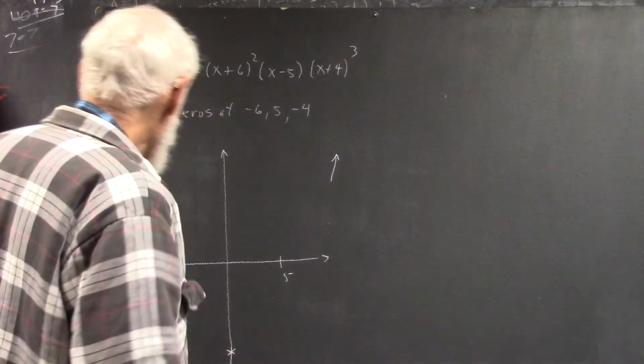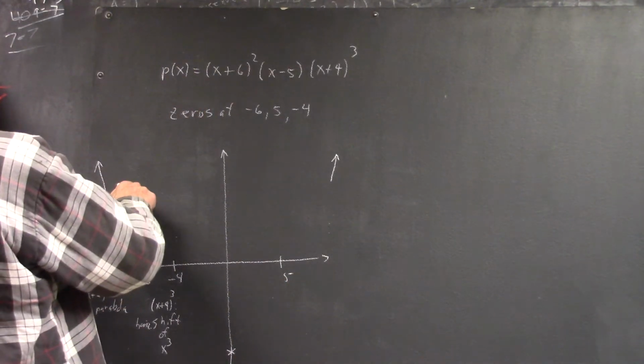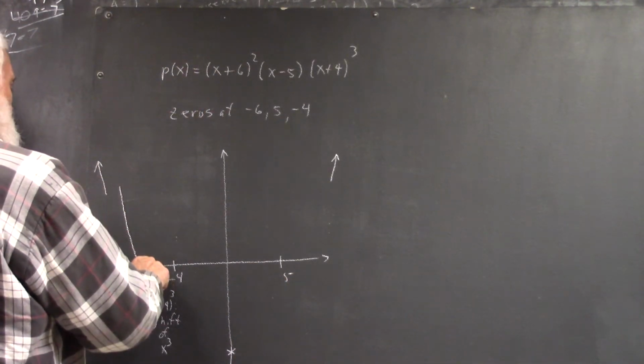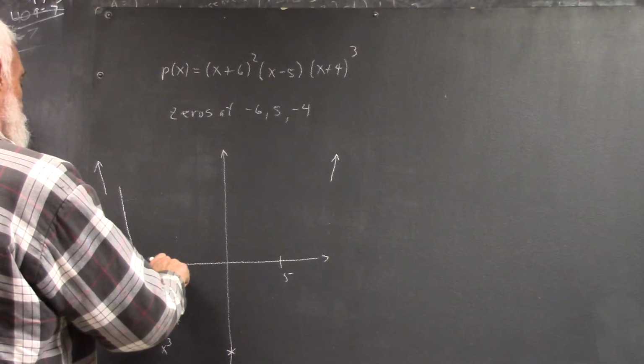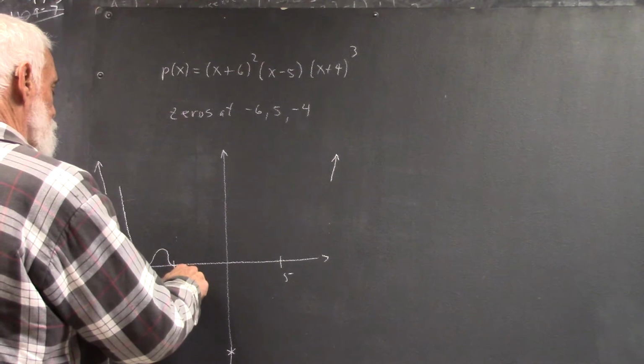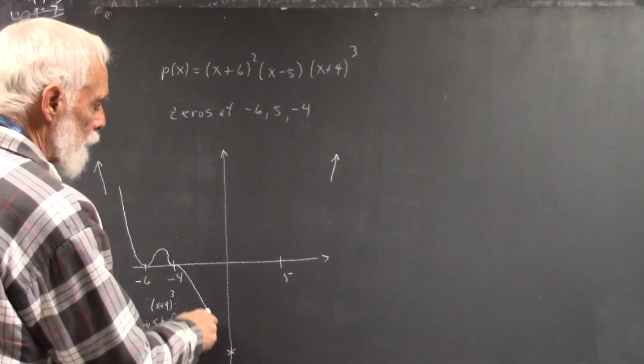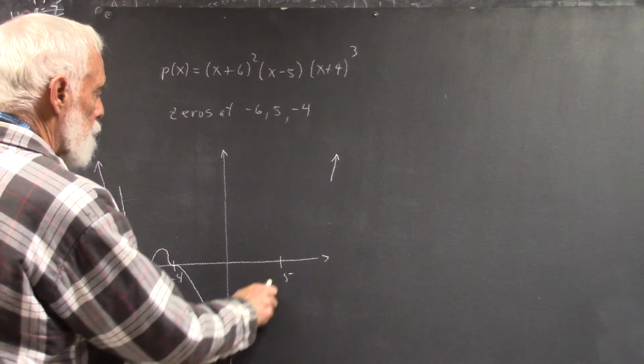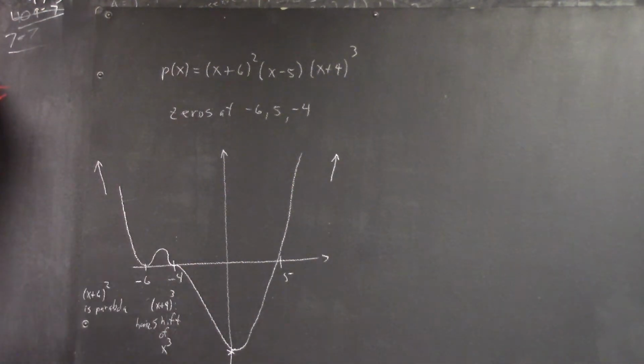So let's see if that works. It comes down here, acts like a parabola, turns around, comes down here, now it acts like a cube, and then it comes down through here and back up through here. That's what the graph looks like.